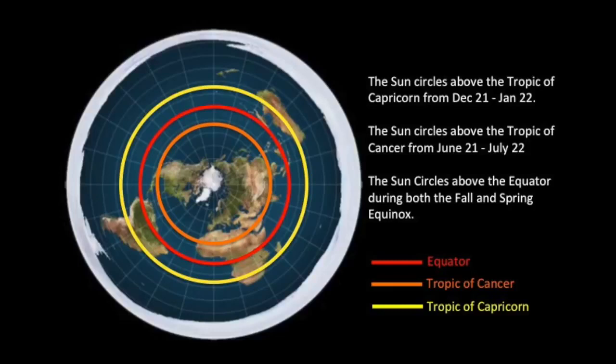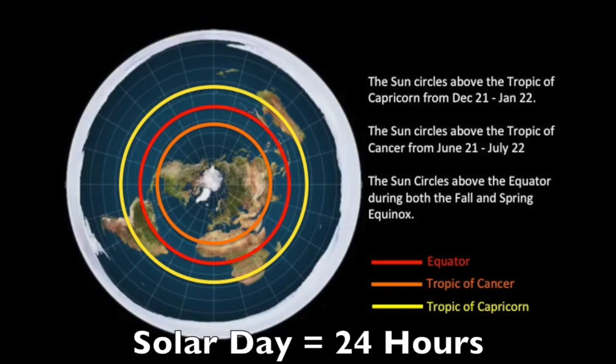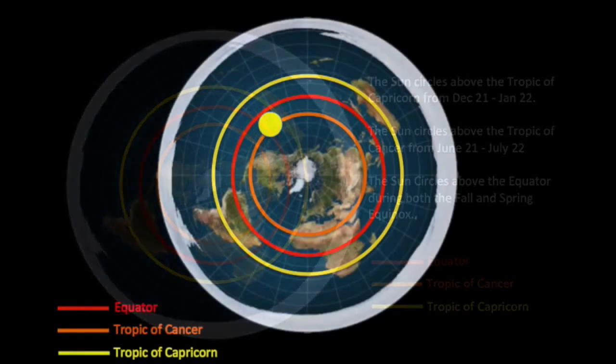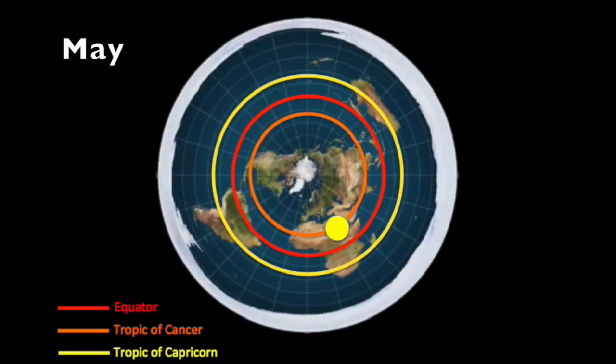The sun goes around in a circle, and it takes 24 hours for the sun to circle the flat earth in one day. And the sun's circles get bigger and smaller depending on the time of the year. In June, the sun is circling over the Tropic of Cancer, so it's got a much tighter circle. In December, the sun is circling over the Tropic of Capricorn, so it's got a much bigger circle. And at the equinoxes, the sun is circling over the equator.